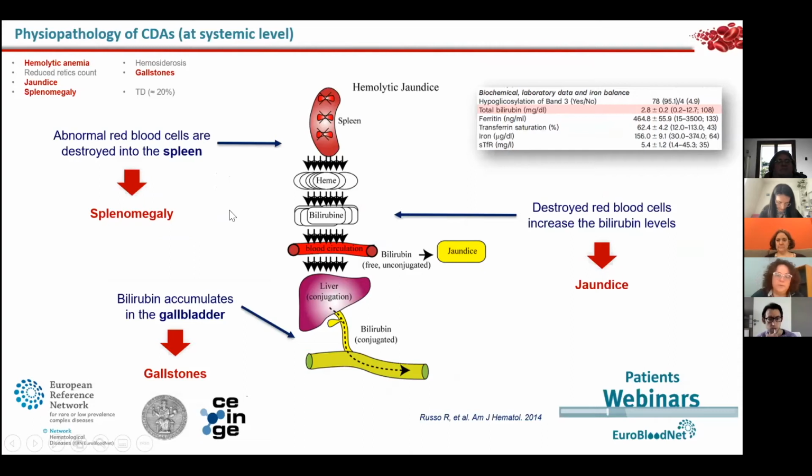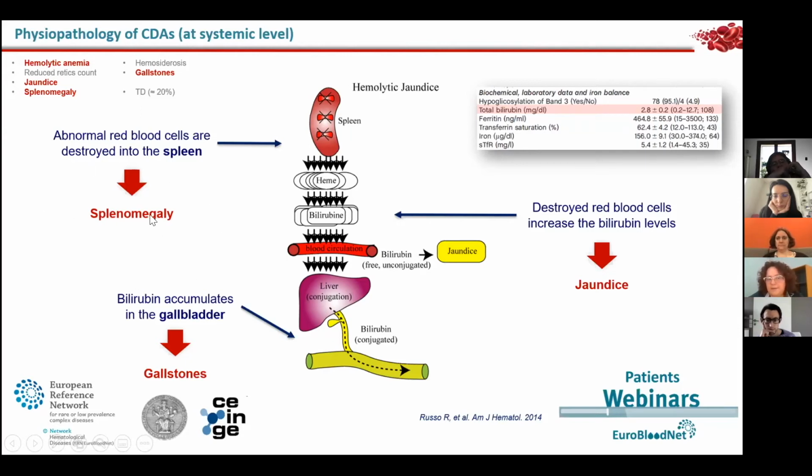And regarding the other component of this clinical spectrum of CDAs, we have to say something about the hemolytic component, because patients affected by CDA II may exhibit hemolysis and also jaundice, splenomegaly, and the secondary events related to this aspect. They may present the formation of gallstones.